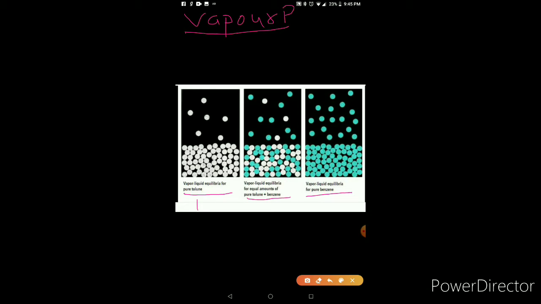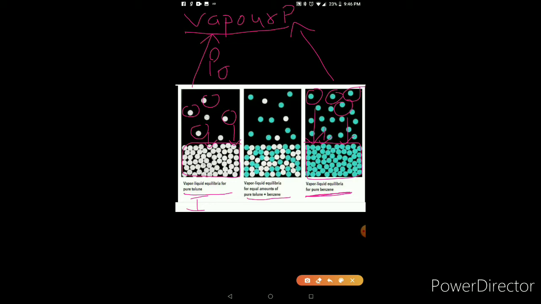Now for image number one, the first picture shows that if we take only liquid toluene, some amount of liquid will evaporate and create pressure on the surface of toluene, and this pressure is known as vapor pressure. Similarly, in the case of benzene, when liquid benzene evaporates, the vapors of benzene create pressure on the surface of benzene, which is again known as vapor pressure.